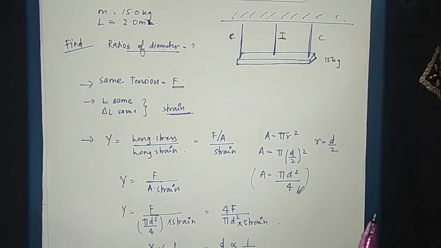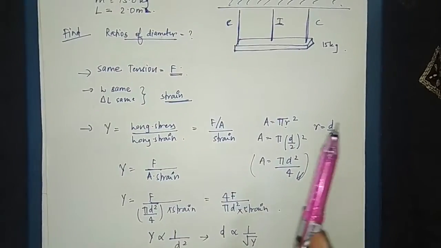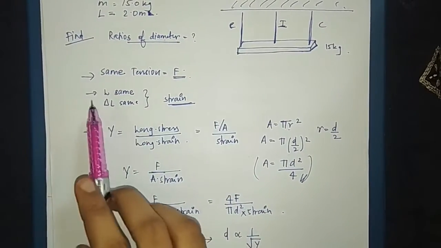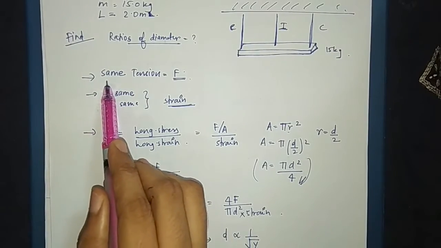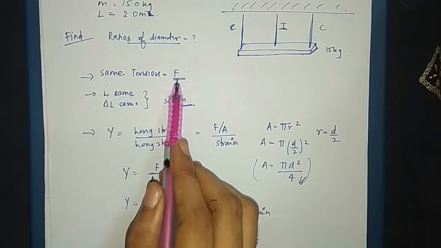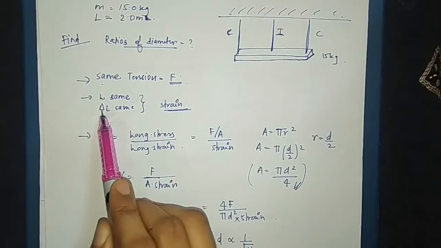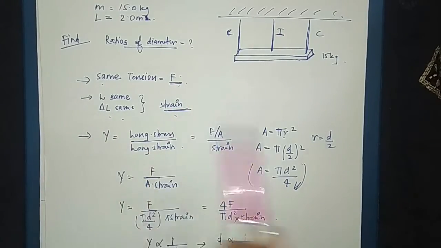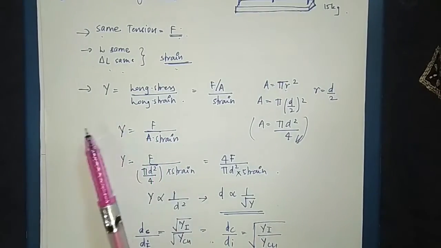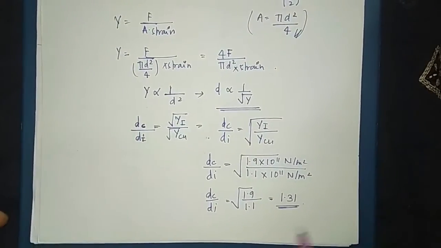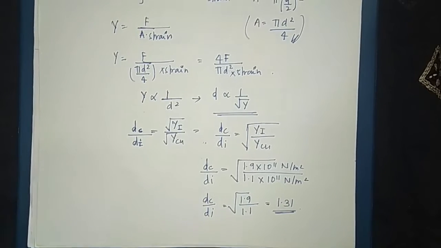So it was an easy problem. First we have to make sure to understand what they have given in the problem: the wires have the same force and the strain on each wire is the same. Then, using the formula of Young's modulus and substituting the values, you can calculate the ratio of diameters.